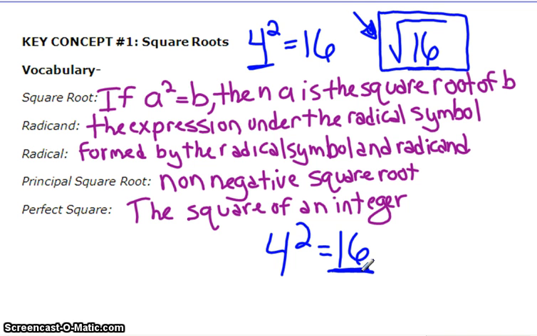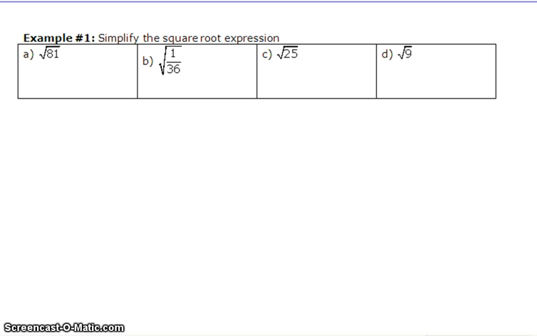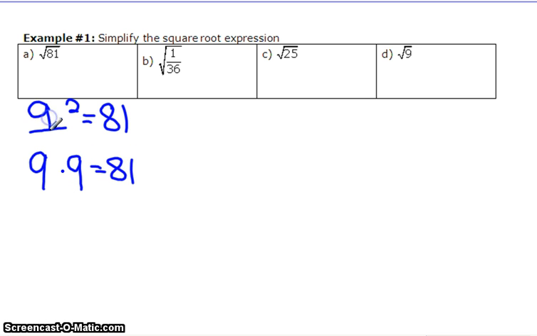Let's try some examples. So here, we've got the square root of 81. I need to find some number squared that's going to give me 81. That number then would be the square root of 81. So think about 9 times 9. 9 times 9 equals 81. So 9 squared equals 81. So the square root of 81 is 9.